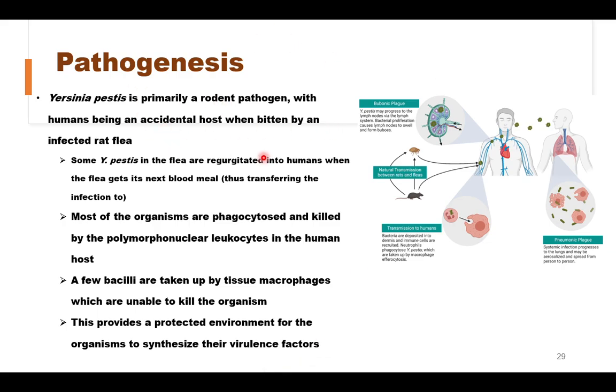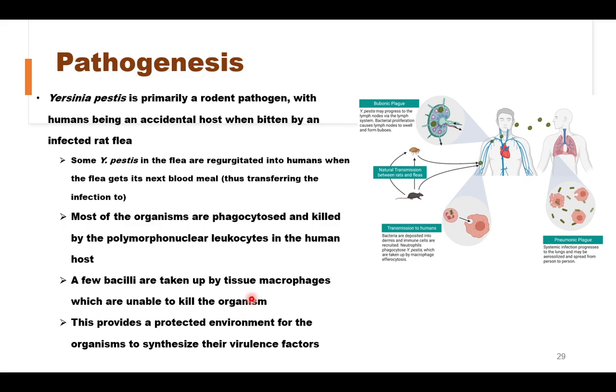It's important to know that it's zoonotic, so the primary host is the rodent. Okay, it could be the wild rodent, it could be the domestic rodent. But humans get infected when we come into contact with the rodent or we are bitten by an infected flea. Most of the organisms are phagocytosed and killed by the polymorphonuclear cells in human hosts. However, with tissue macrophages, when they pick up these organisms, they can't kill the organism. So within the macrophages, the organism behaves like what we described for the Brucella organism. So they are going to thrive.